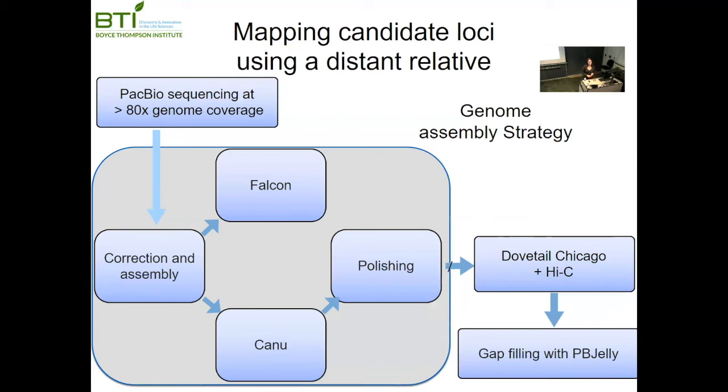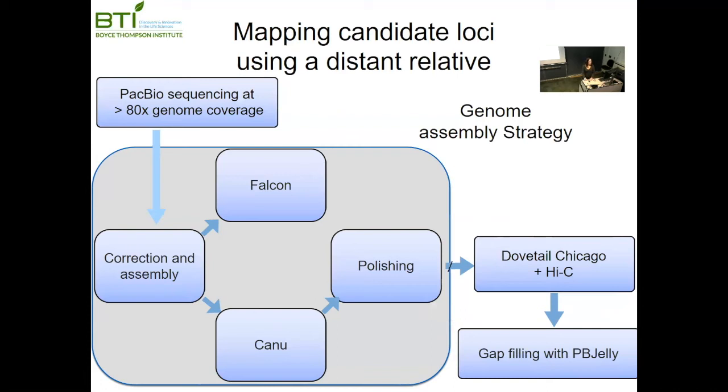And we did polishing using both the PacBio reads, and then also we had Illumina reads. So we mapped all those onto our genome and tried to remove as much of the error as possible, because PacBio often will leave indels. So those obviously you don't want to have.